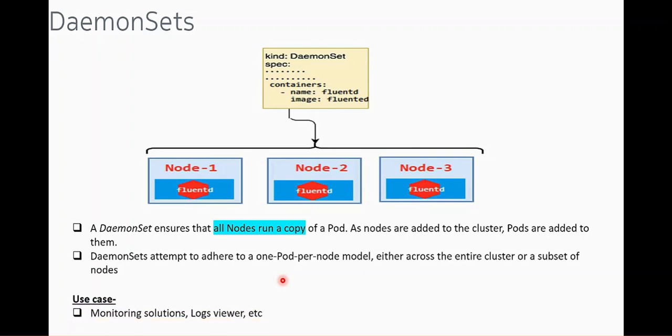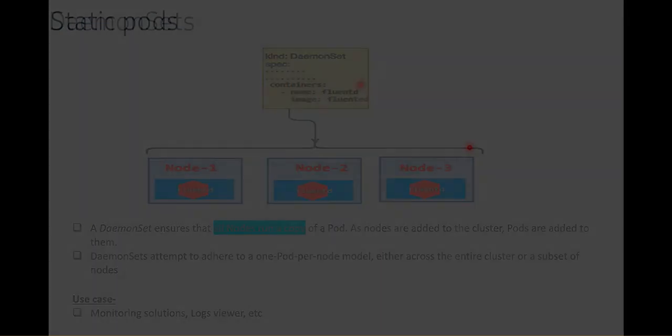A use case is monitoring solutions and log viewers. For example, fluentd is a logs solution. It is an agent which performs some logging and reporting to the cluster from the nodes. Whenever we deploy this kind of solution into the cluster, we have to have that agent available on all the nodes possible, right? So we will create them as daemon sets and not as deployments.